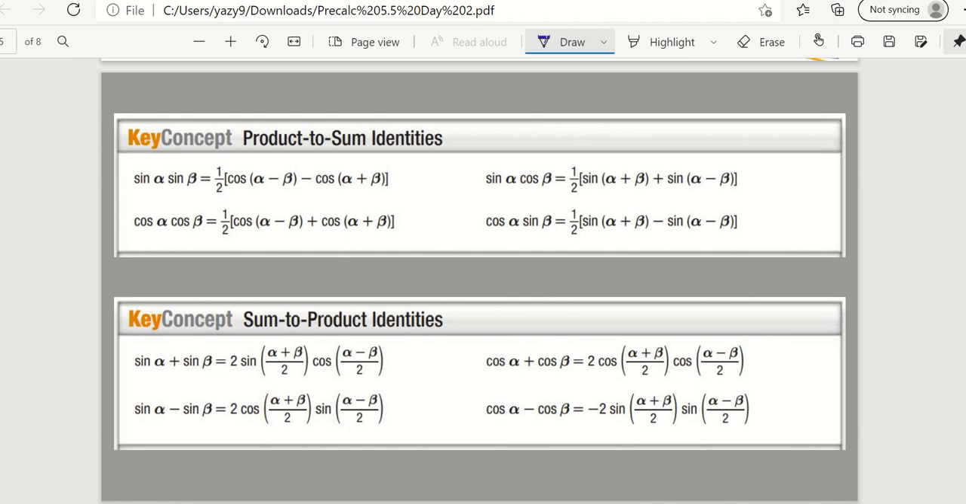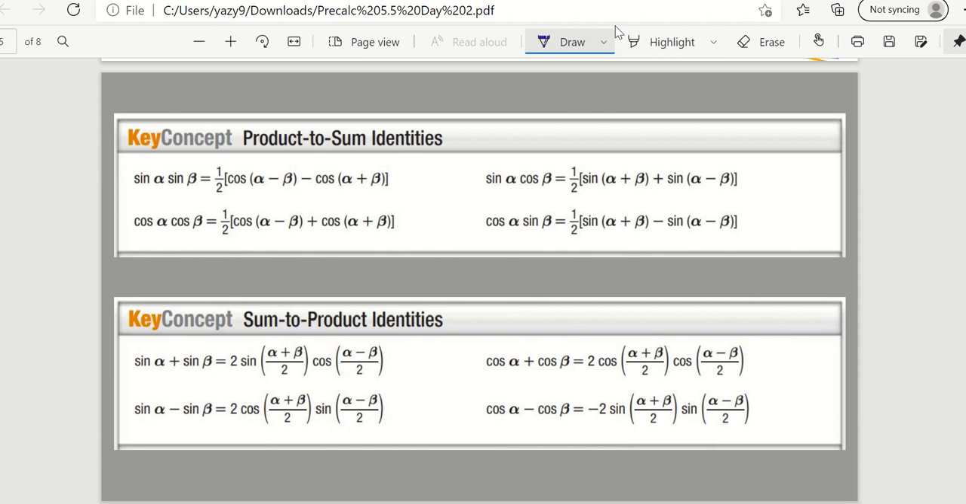All right. Go ahead and take a second to write this down. These are the new identities. These are the product to sum identities and sum to product identities.